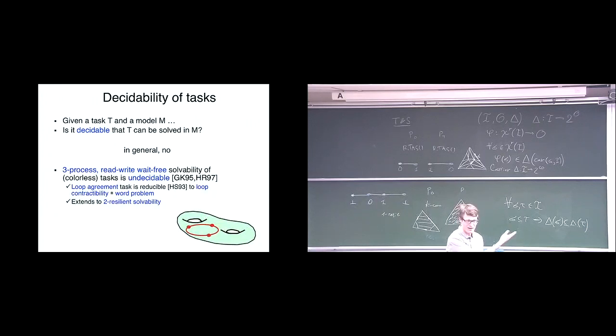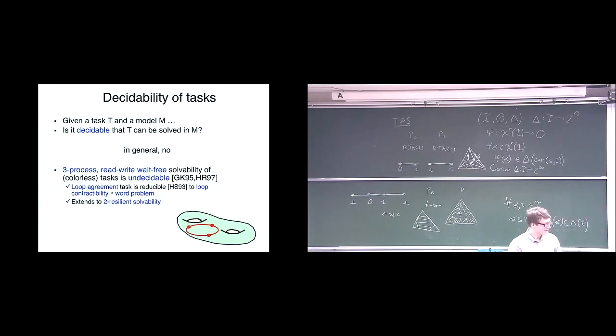Well, I gave you some criteria, but of course these criteria do not allow an algorithm to be verified. For example, for the existence of a simplicial map, there's no algorithm, unless the dimension is too low. For two processes in dimension one, the question is decidable. But as long as the dimension is two or more, there's a result which shows that three-process read-write wait-free solvability can be reduced to the task which we call loop agreement. It's like making sure that the loop is contractible, but the contractibility of a loop is the word problem. Another reduction showed that two words in the same group are equivalent. So they say the same thing. That's undecidable, that's a classical thing.